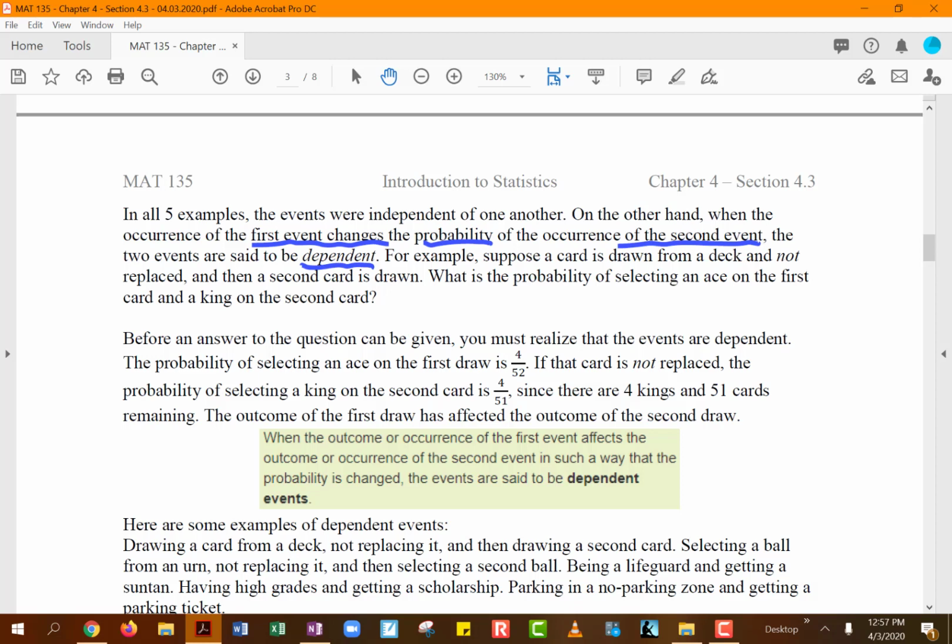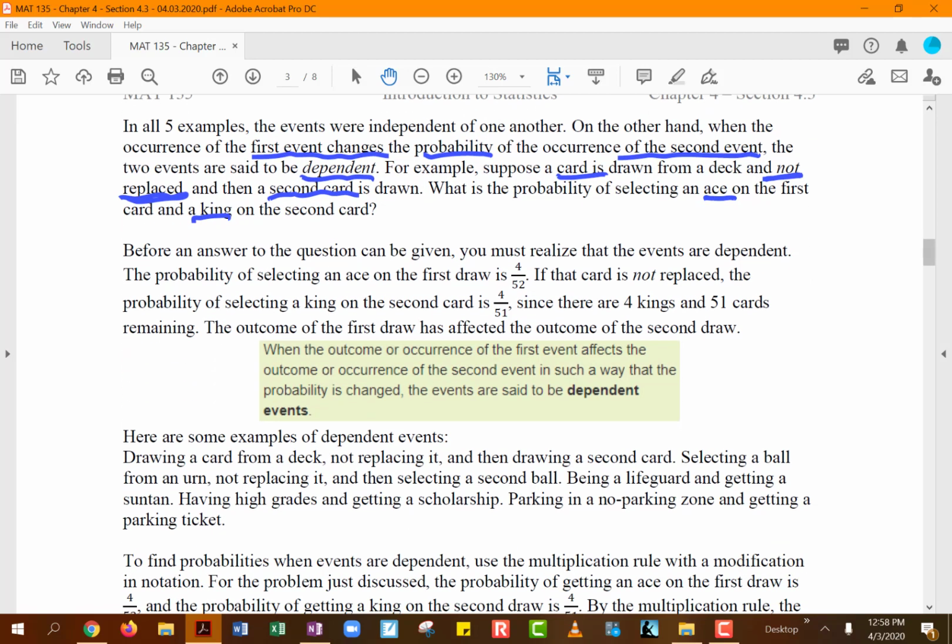Like you can see here in this example, the first event is we are drawing a card from the deck, but here's what's happening. We are not replacing this card that you just drew. We're not putting it back into the deck. And without putting it back into the deck, we draw a second card. That first event is going to end up changing the probability of the second event. So they want to know what is the probability of selecting an ace on the first card, we did not replace it, and then we select a king on the second card.